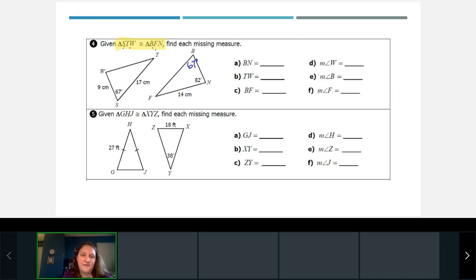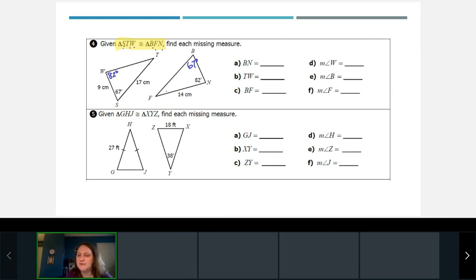T and F. There's nothing written on T and F. Let's come back to that one. W and N correspond. Well, N is 82, so it means that W has to be 82 degrees. Now let's look back at T and F. We learned a theorem that says that if you have two angles in a triangle, you can figure out what the third one is. In the chat, tell me how would you figure out angle T or angle F?